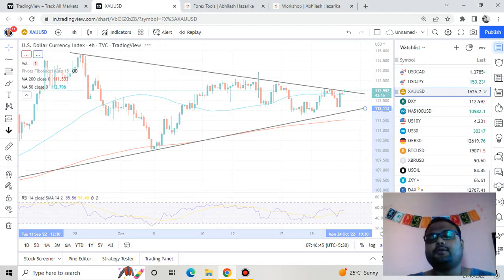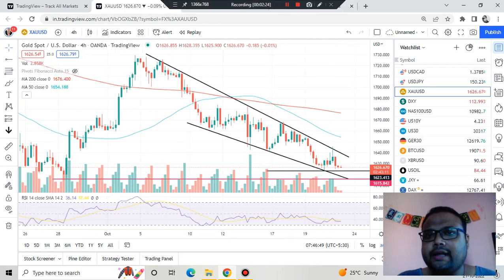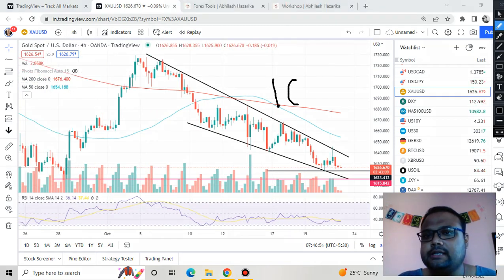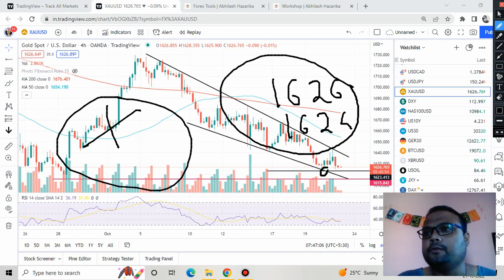Now let's have a look at the chart of gold. Gold is trying to take temporary support around 1626, 1624. This is the temporary support of gold right now. You can see that gold is trying to bounce, but is this a good support? No, this is not at all a good support for gold.